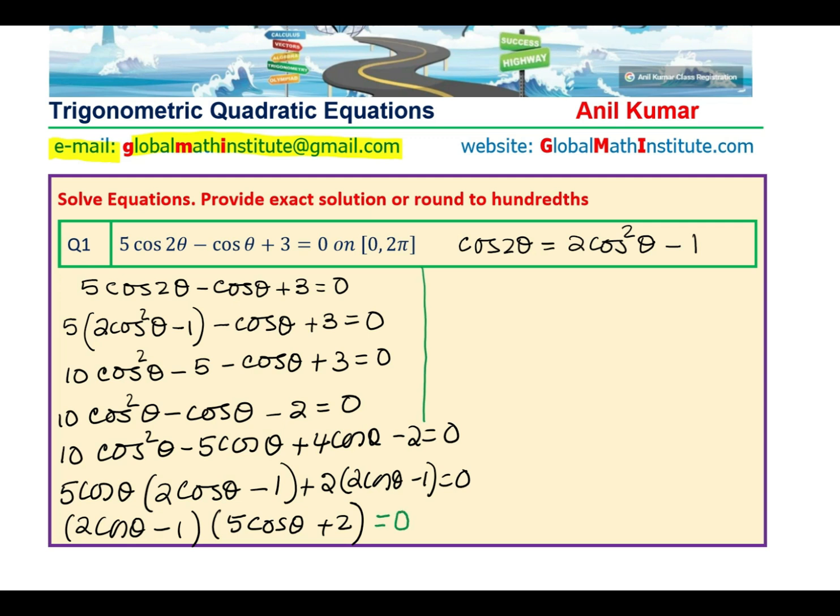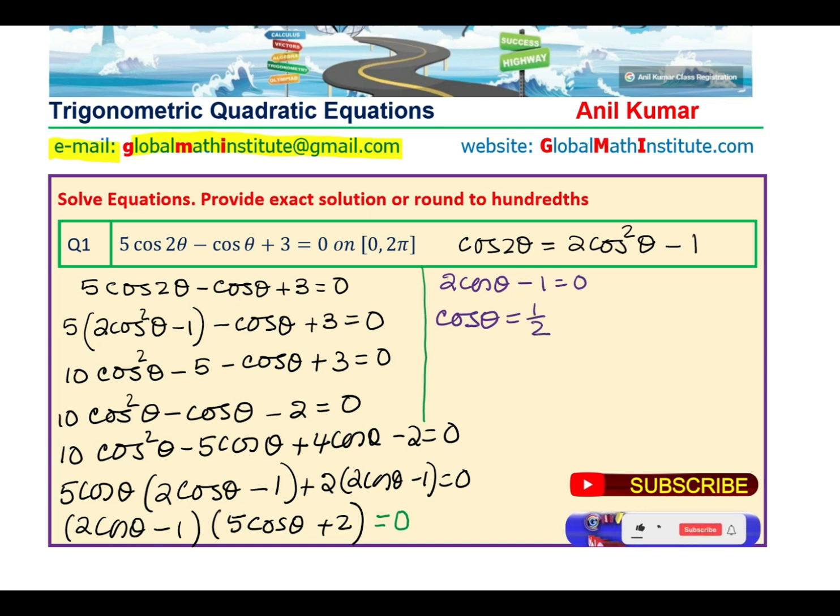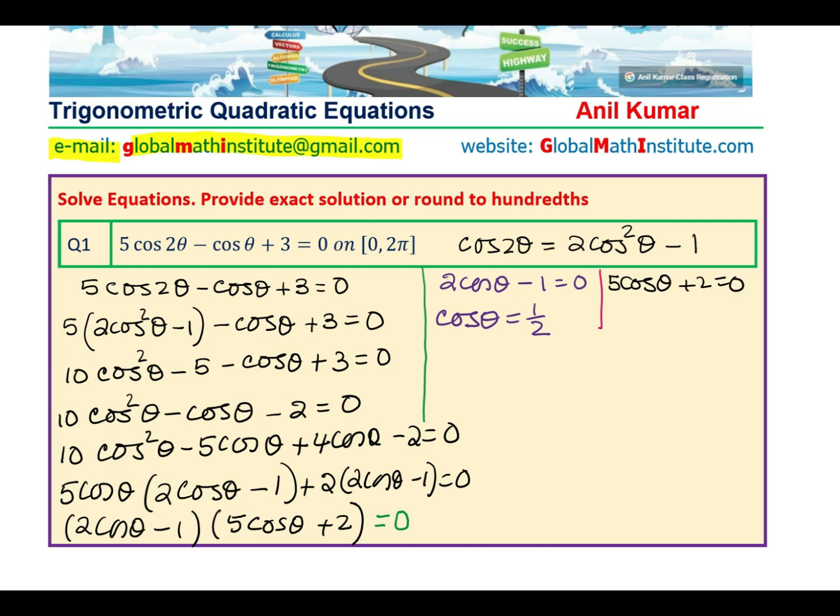So using the zero principle, we can say that 2 cos theta minus 1 equals 0 means cos theta equals half. And the other one is 5 cos theta plus 2 equals 0, which means cos theta is minus 2 by 5. Correct.